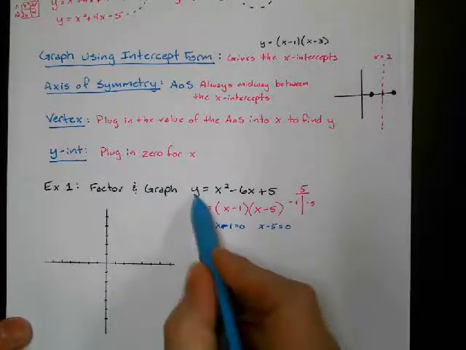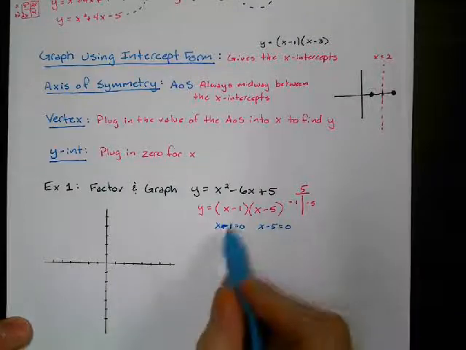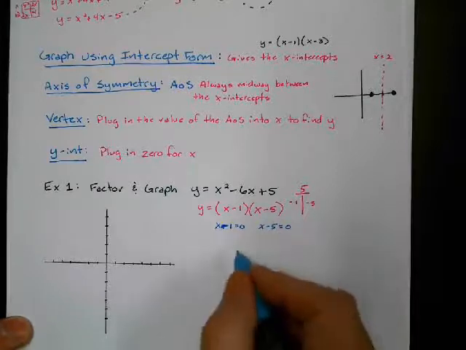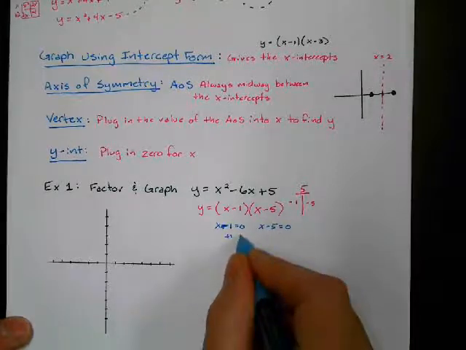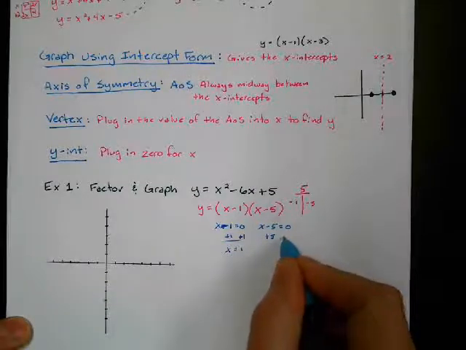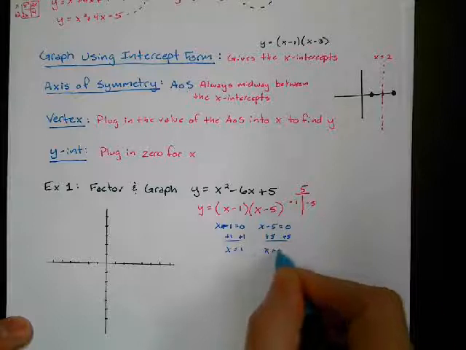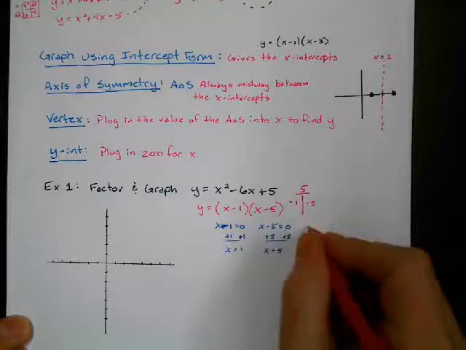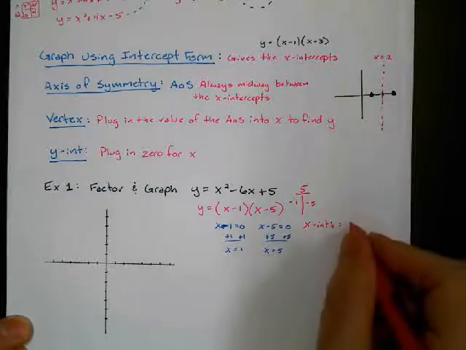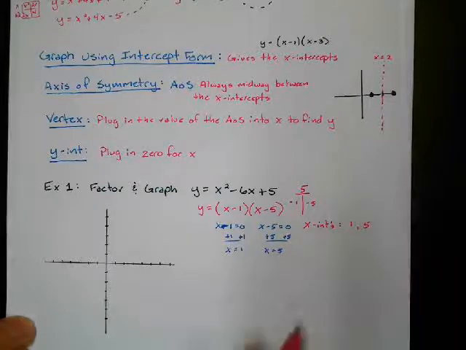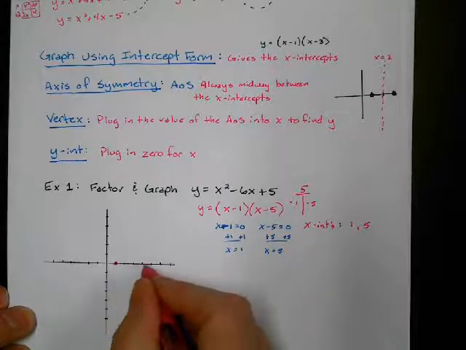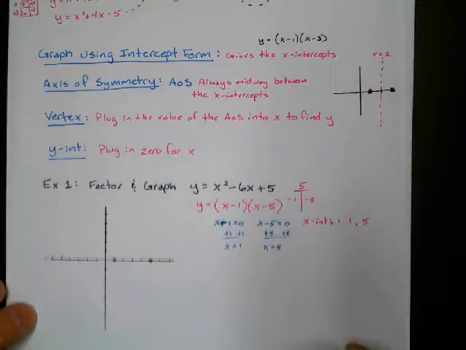So if I put a 0 here, then I would set these two equal to 0 using the principle of zero products. So my 2 x-intercepts: if I add 1 to this side, I get x equals 1. If I add 5 to this side, I get x equals 5. So my x-intercepts are at 1 and 5. So let's go ahead and graph those. Here's 1, 2, 3, 4, 5, and here's 5. All right, so I got a good start to this.